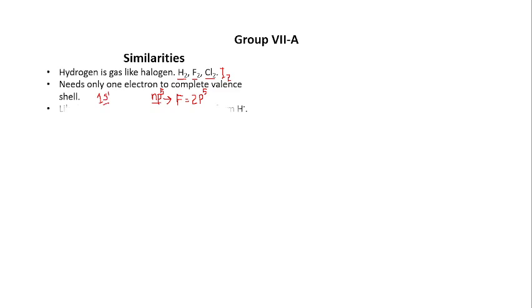The third one: like halogens form F negative and Cl negative, hydrogen can also form H negative. This is called the hydride ion. It means that hydrogen can exist in the form of H negative, and halogens also exist in the form of F negative and Cl negative. This is the third similarity between the halogens and hydrogen.